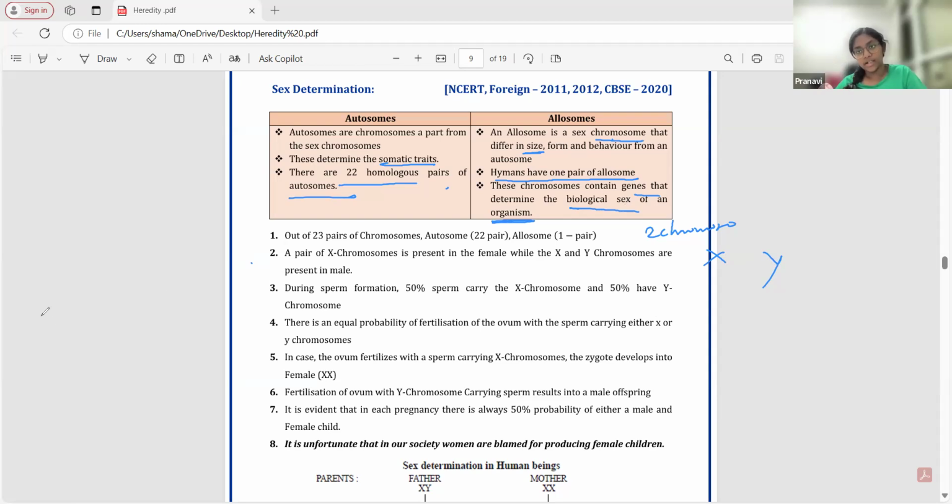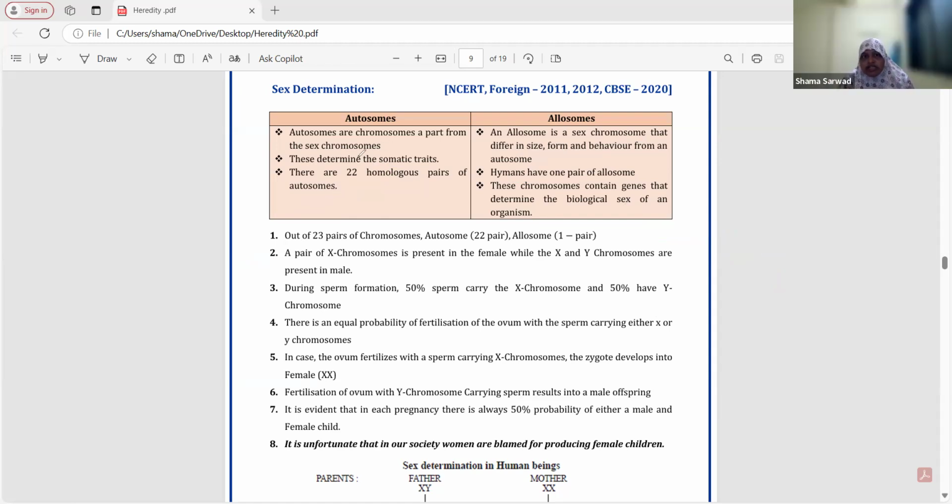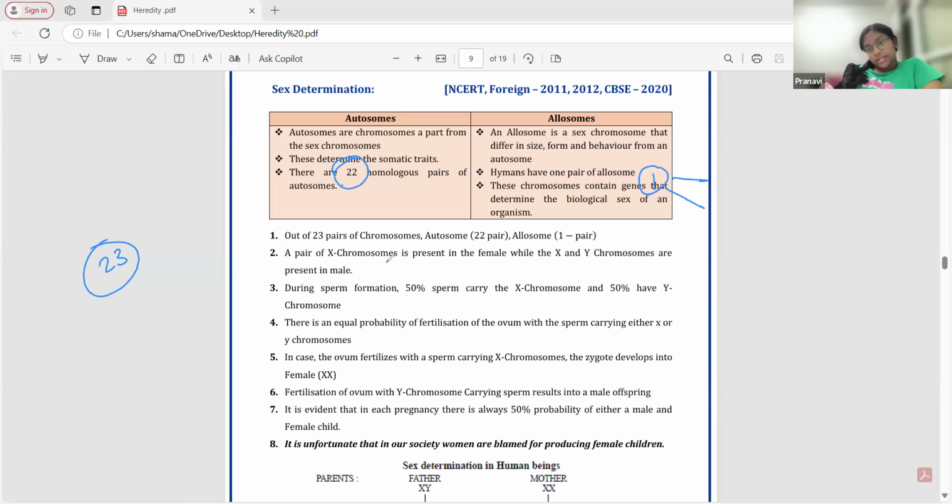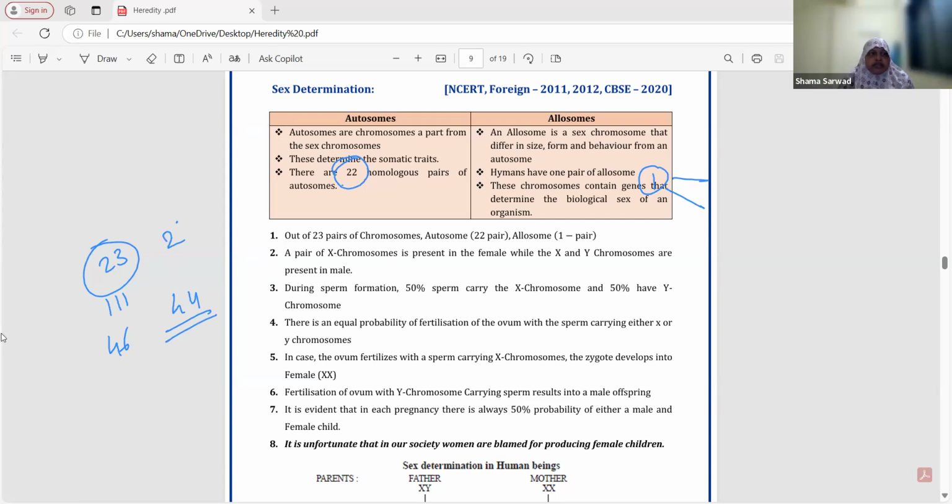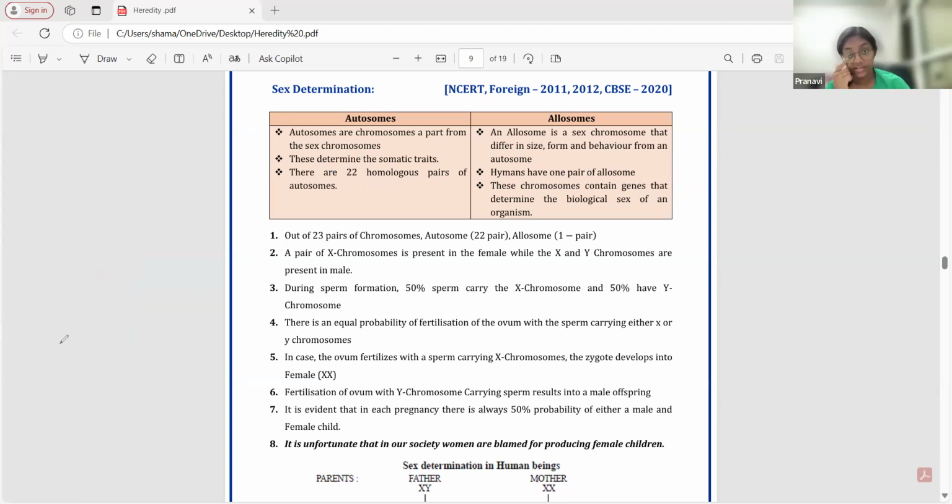I thought a human being contains 23 pairs of chromosomes, which are 22 plus 1. So then how did two chromosomes come? Listen, 23 pairs. You meant one pair, so two chromosomes. These are 22 and this is 1, so the total is 23, and the two chromosomes make a pair. So the total number of chromosomes is 46. Among that, 44 are autosomes, and two are allosomes, or heterosomes also you can say. Now see here they have given: out of 23 pairs of chromosomes, autosomes are 22 pairs and allosome is one pair.